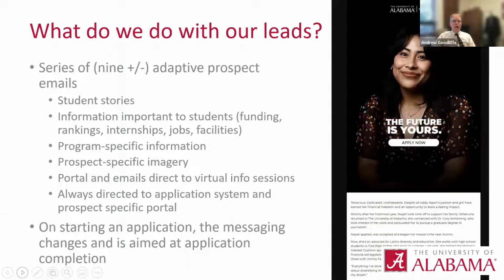Once we get a lead, we actually have a series of about 9 plus or minus adaptive prospect emails. We nowadays focus on student stories. So if we have an international student lead, we will make sure that they get a story from one of our own international students. If we get a student from China, we will make sure that they have imagery showing Chinese students on campus. And also if they're interested in the physics program, they will get specific information about that physics program. So that prospect and lead specific imagery and messaging is really essential to us.